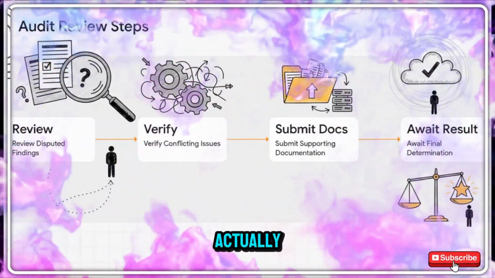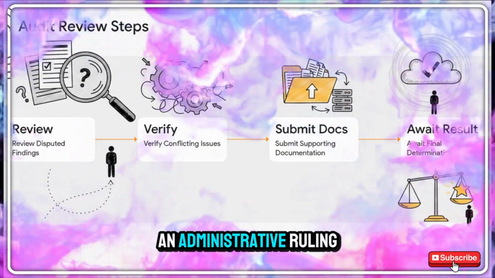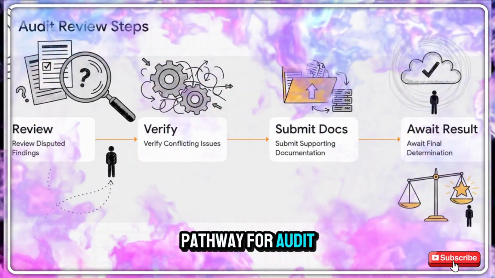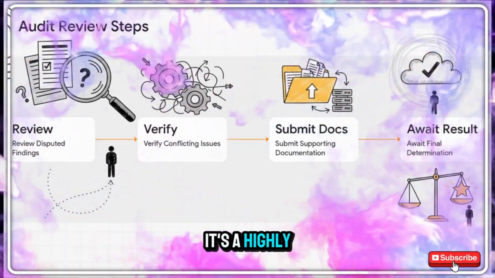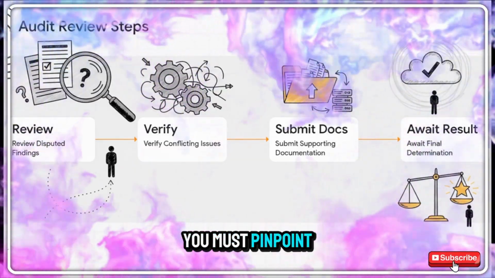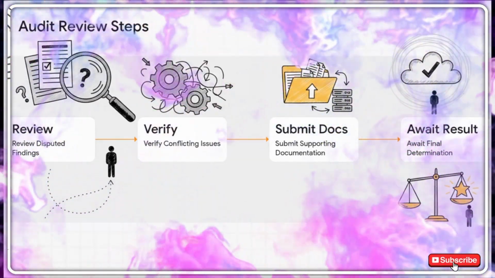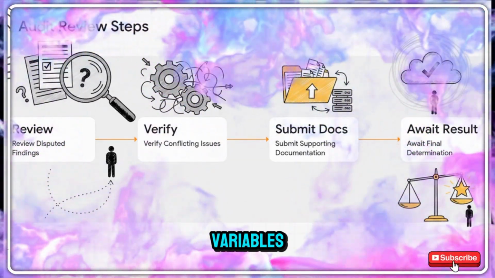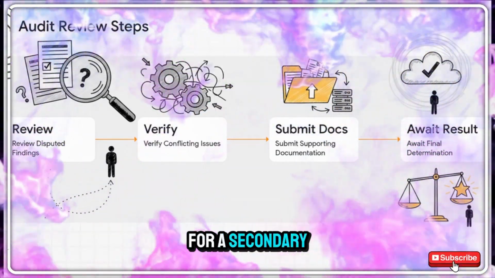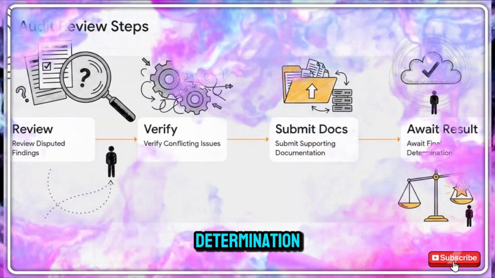When an entity actually decides to challenge an administrative ruling, they have to walk a very exact pathway for audit reconsideration. It's a highly structured cause and effect process. You must pinpoint the exact disputed finding, isolate the conflicting variables, inject new supporting evidence into the apparatus, and then wait for a secondary algorithmic or human determination.